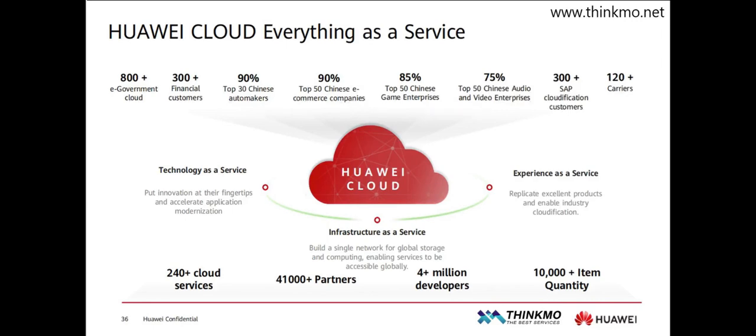For example, a government cloud in a certain province supports the One Network service through Huawei Cloud, which can handle millions of real-name transactions daily. These are our three main service pillars.